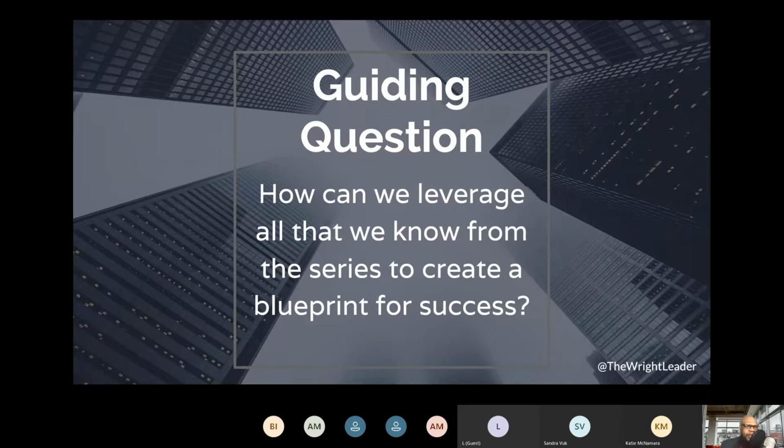Well, as we come to the culmination of this series, Reflections of a Leader, and of course, this session is entitled Bringing It All Together, I wanted to go ahead and change up the guiding question to be something that really would focus on the culmination. We have all of this information.